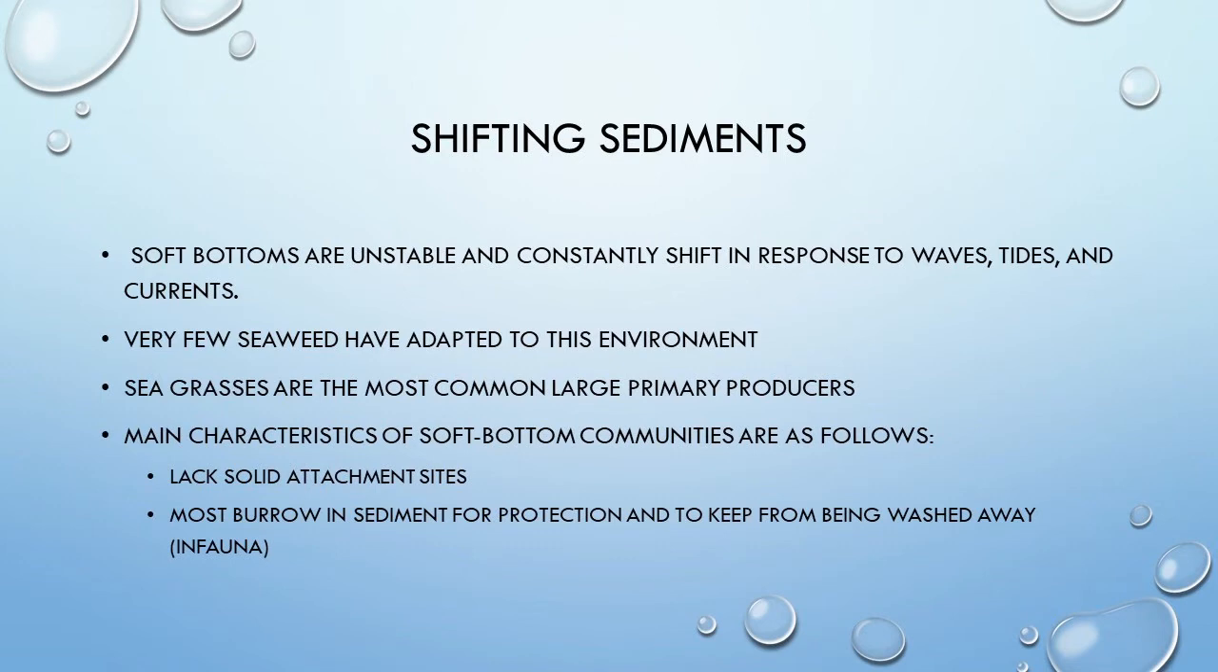Shifting sediments. Soft bottoms are unstable and constantly shift in response to waves, tides, and currents. Very few seaweed have adapted to this environment. Seagrasses are the most common large primary producers. Main characteristics of soft bottom communities are as follows. They lack solid attachment sites and most burrow in sediment for protection and to keep from being washed away.